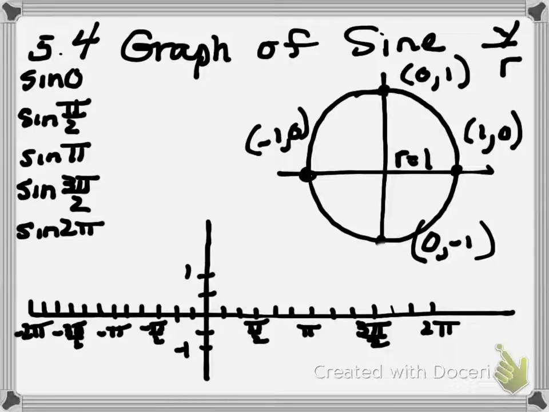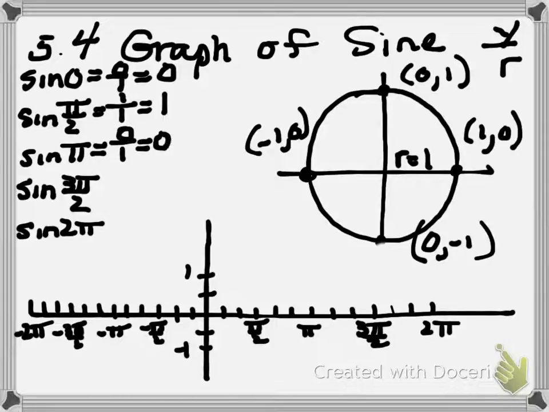So again, not opposite over hypotenuse. We don't have a triangle here. We have x, y, and r. So sine is y over r. So the sine of 0 would be 0 over the radius of 1, or 0. For pi over 2, the y value is 1. The radius is 1. 1 over 1 is 1. For pi, the y value is 0. The radius is 1. 0 over 1 is 0.